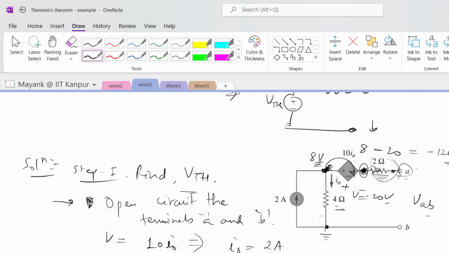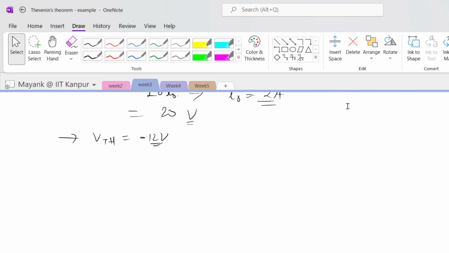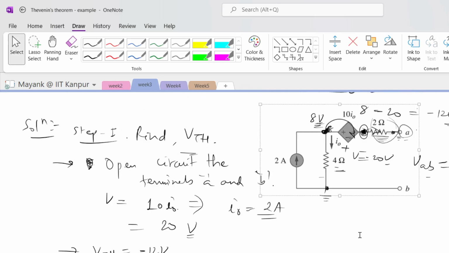Let me write it here itself. VAB is equal to minus 12 volts. So VAB is also equal to V Thevenin, right? So V Thevenin is equal to minus 12 volts. Fine. Now that you have found V Thevenin, let's find out R Thevenin. Let me drag it down again.